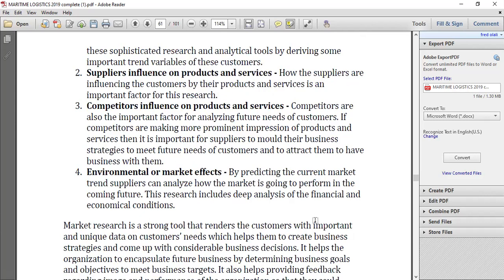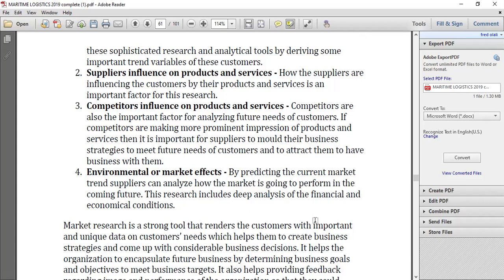So, suppliers' influence on the product and service. How the suppliers are influencing the customers by their products and services is also an important factor in the research. Then the competitors' influence on the product or the service. Competitors are also very important factors in analyzing the future needs of customers. So if the competitors are making a more prominent impression of product and service, then it is important for the suppliers to mold their business strategies to meet the future needs of the customers and to attract them to have that business with them.